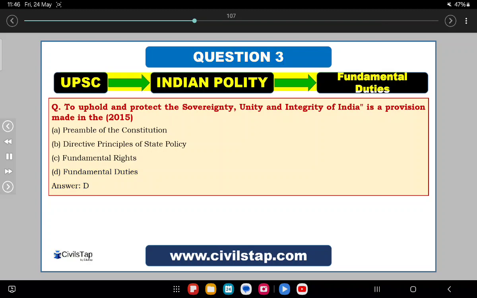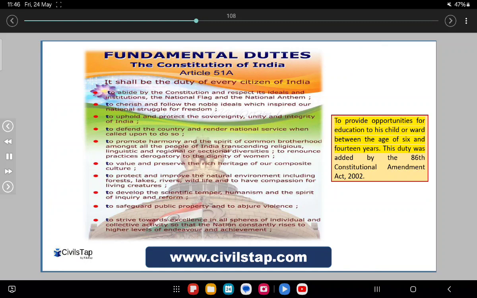UPSC Indian Polity, Fundamental Duties. Question 2 explanation. To provide opportunities for education to his child or ward between the age of 6 and 14 years. This duty was added by the 86th Constitutional Amendment Act, 2002.